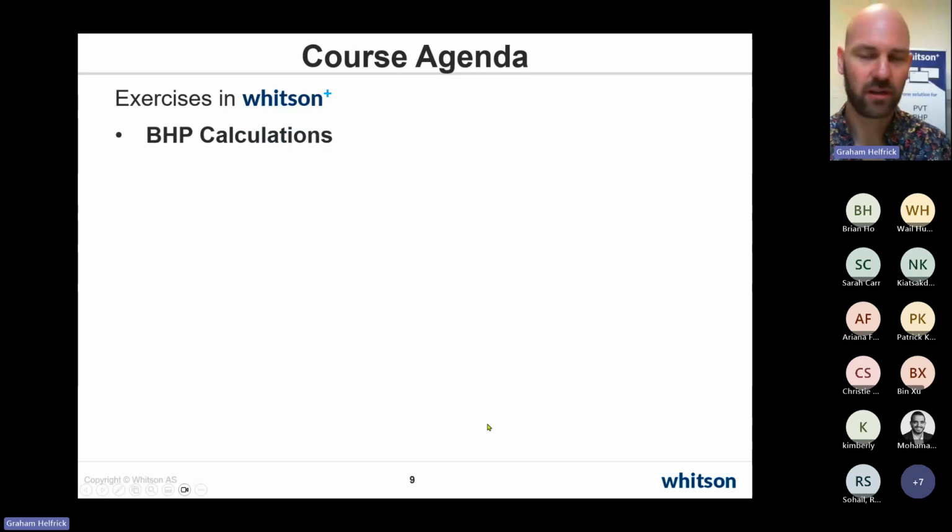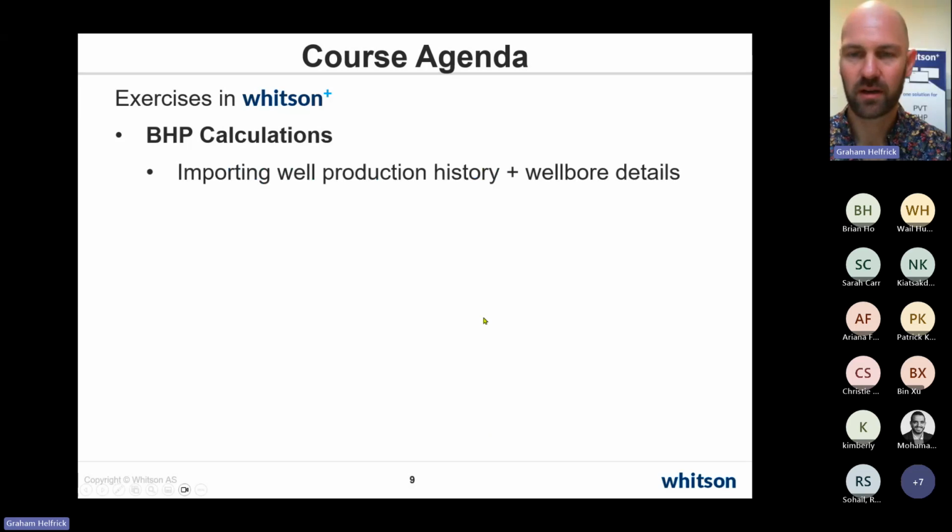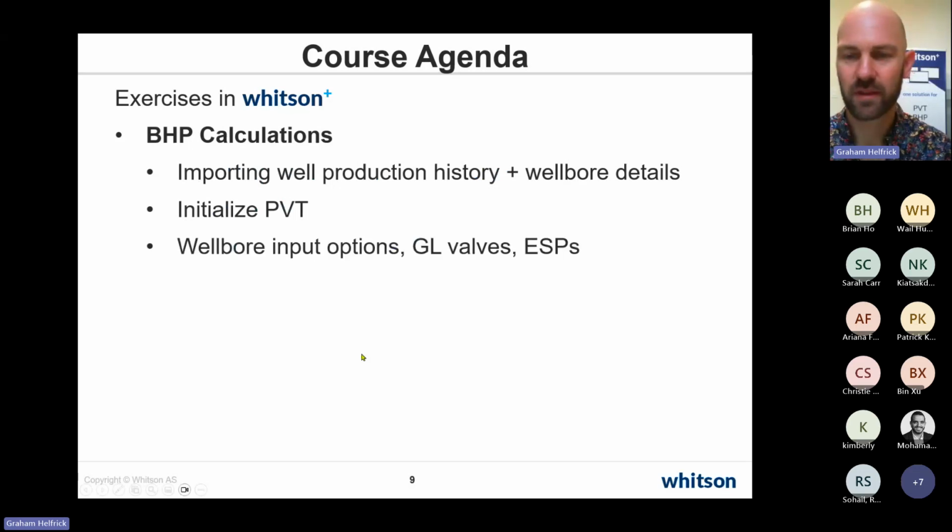So first thing we're going to do is learn how to do bottom hole flowing pressure calculations. We are going to import a bunch of production history, some wellbore details. We're going to do a very quick PVT analysis just to understand how the fluid properties are going to work in the wellbore. We're going to review the tubing size, the deviation survey.